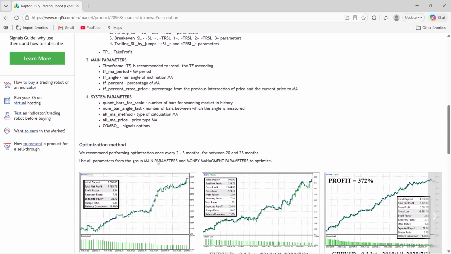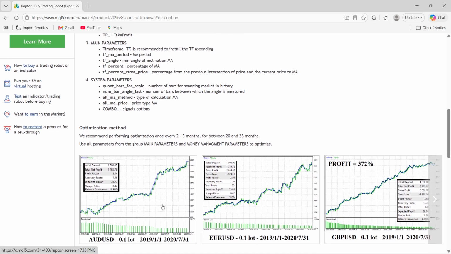Alright, so the developer recommends performing optimization once every 2 to 3 months for between 20 and 28 months. Use all parameters from the group, main parameters, and money management parameters to optimize. Alright, so let's take a look at some of their strategy tests.